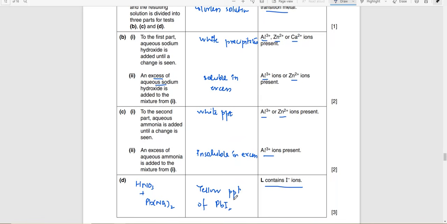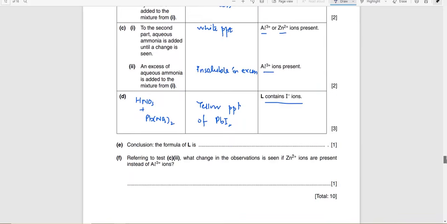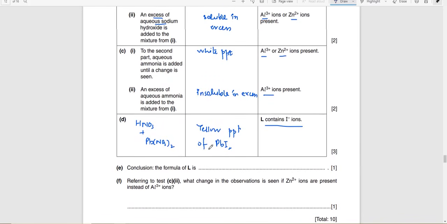Do not write PPT, only write precipitates, the full form of it. Now the conclusion, the formula of L: the aluminium ions were present and the iodide ions, combine them together, you will have AlI3, aluminium iodide. Referring to the test C2, what change in observation is seen if zinc 2+ ions are present instead of aluminium 3+ ions? Zinc ions are soluble in excess when you are testing with ammonia. The observation would have been soluble in excess.